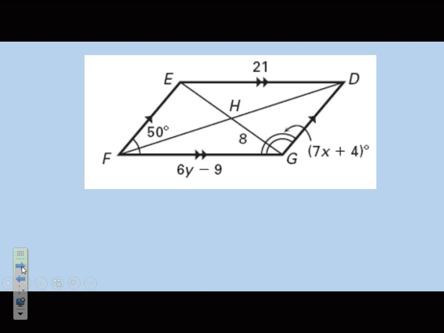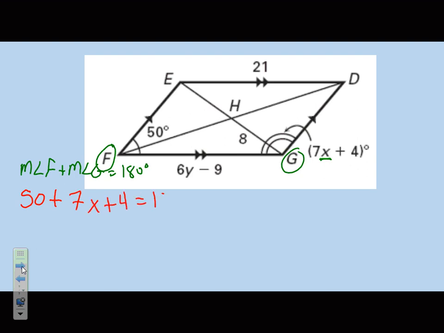For this one, we have to find x and y. So if we choose to start with x on this one, we're talking about an angle. Angle G has x in it, and we know angle F. Now these two angles are next to each other, so the measure of angle F plus the measure of angle G is going to equal 180 degrees. So we're going to fill in the information that we know. We know F is 50, so we're going to have 50 plus the measure of angle G, which is 7x plus 4, has to equal 180 because they are supplementary angles.